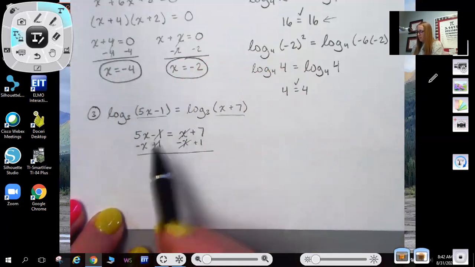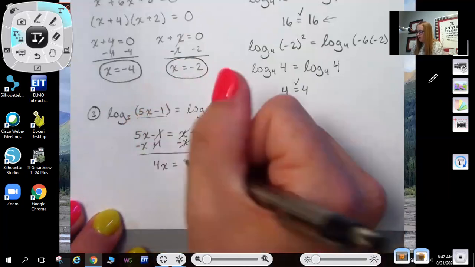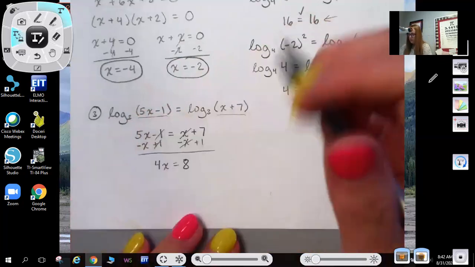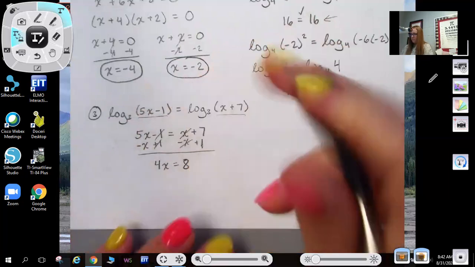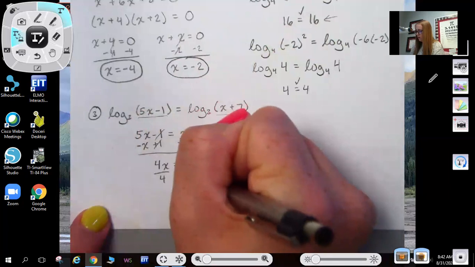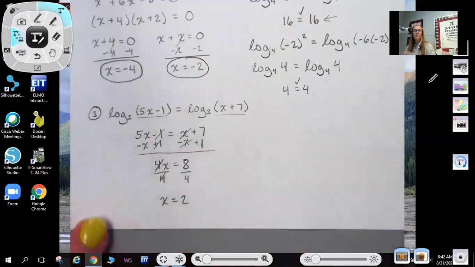So what we have is 5x minus x, which is 4x, and 7 plus 1, which is 8. Now to get x by itself, just divide both sides by 4. We get x equals 2. Much simpler than the first two. We still do have to check this answer though.